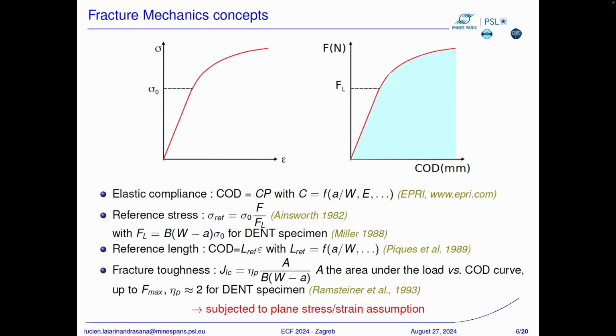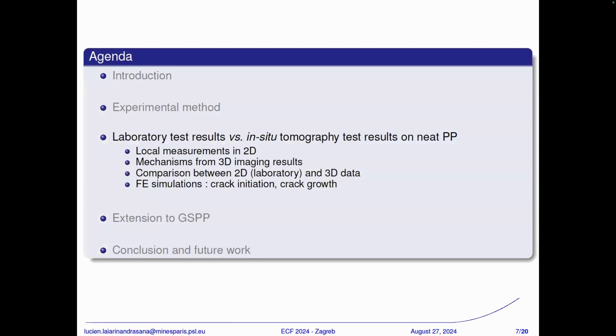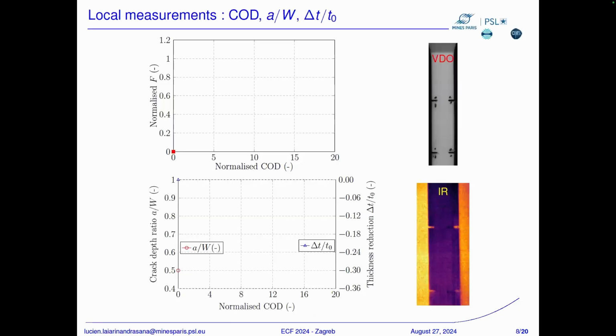But you know that the fracture toughness is calculated with this critical J integral, the J1 integral. And you can see here that the thickness is of significant importance. And also the crack depth ratio is represented here. Okay. All of these concepts are subjected to the plane stress or plane strain assumption. So the agenda of the talk is right there.